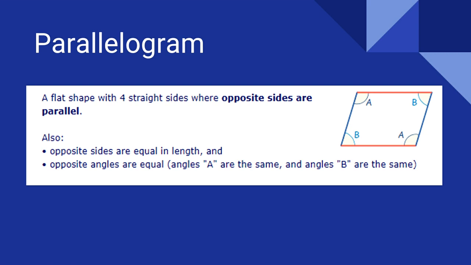Also, the opposite sides are equal in length. So again, the red and the red are the same length, the blue and the blue are the same length. The opposite angles are also equal. So angle A and angle A are equal, and angle B and angle B are the same. Okay, so these are the properties. This is what makes your shape a parallelogram.